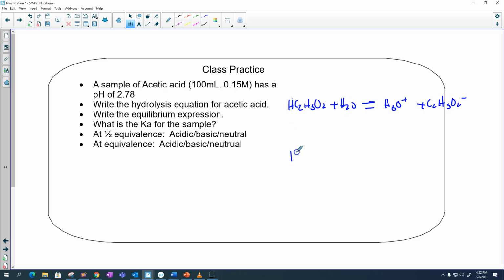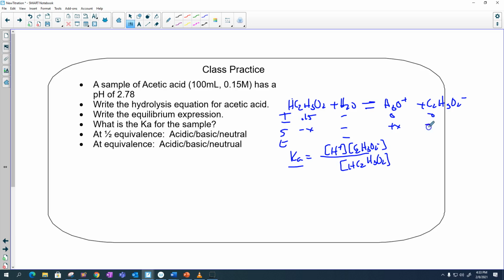Write the expression. Ka equals the concentration of H plus, concentration of C2H3O2 negative, over the concentration of HC2H3O2. Now it says what's the Ka, so I need that. To get this, as always, fill out the ICE table. This is going to be 0.15, not playing a role, 0, 0, minus x plus x plus x, 0.15 minus x and x and x.